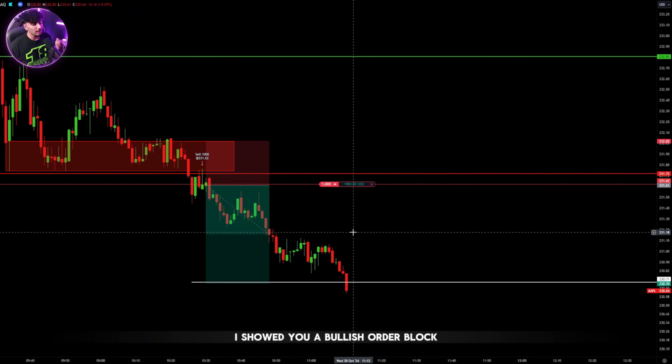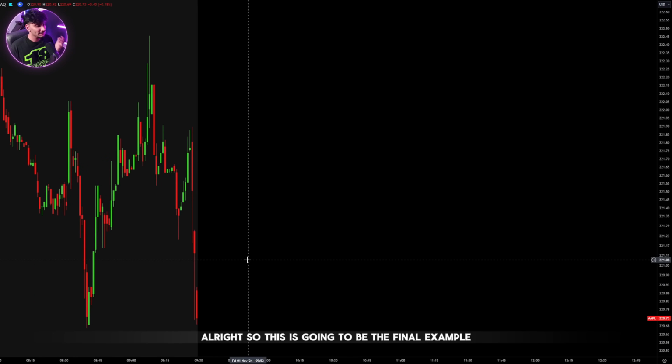So for the first example, I showed you a bullish order block, and for the second example, I showed you a bearish order block. But I want to make sure that you really understand this concept, so let's look at one final example. All right, so this is going to be the final example.